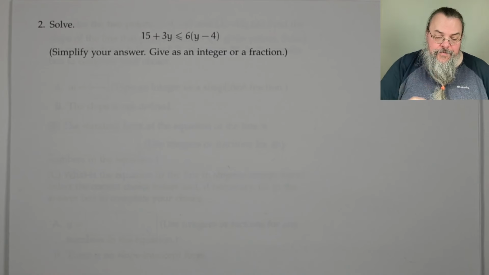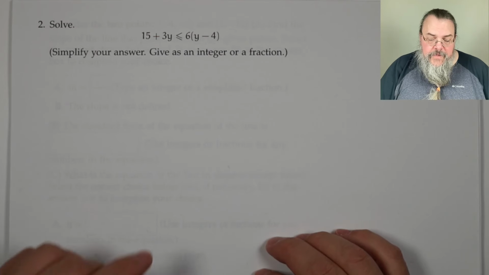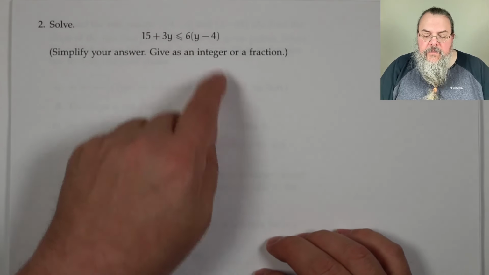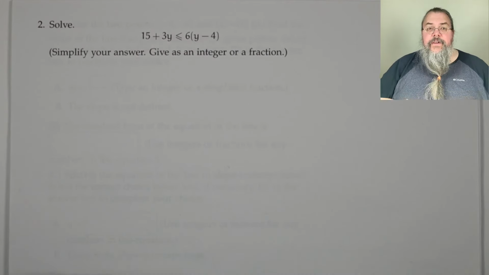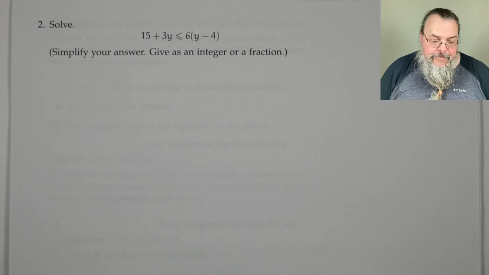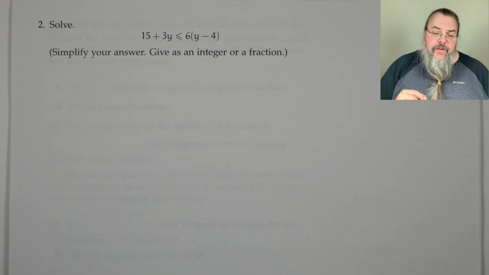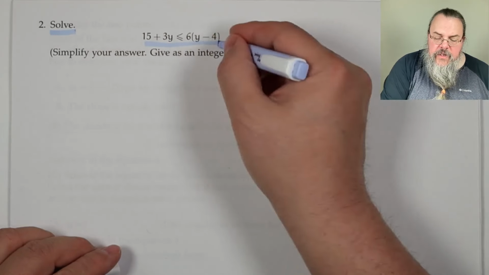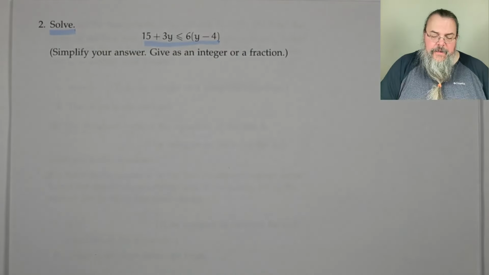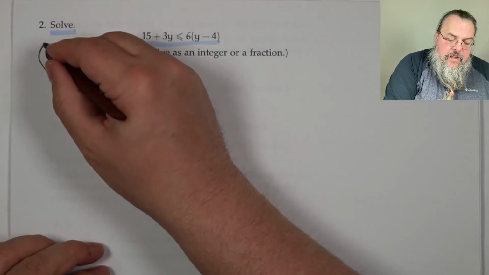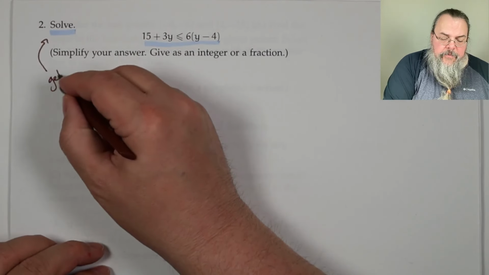Number 2, solve. You have 15 plus 3y less than or equal to 6 times y minus 4. Simplify your answer, give as an integer or a fraction. Now, what's going on here? When it says solve, the idea of solving when you have an equation with one variable means you want to get y by itself. So, okay, that's what we mean by solve. Get the variable by itself.